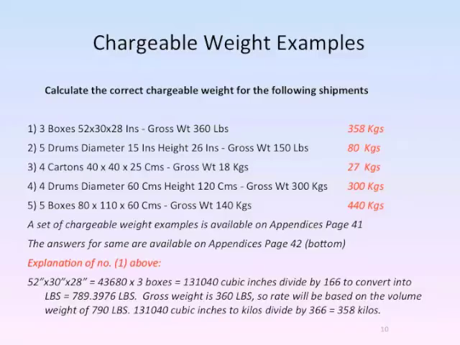So I'm going to multiply 40 by 40 by 25 centimetres multiplied by 4 cartons equals 160,000. Now I want to convert that into kilos, so I divide it by 6,000, and that gives me 26.66. So I round it up to the next half kilo, that gives me 27 kilos. So you can have a go doing the rest yourself, and the answers for these are on appendices page 42.